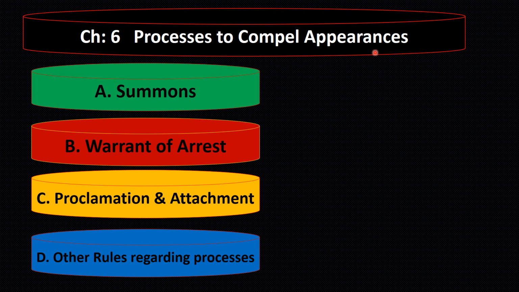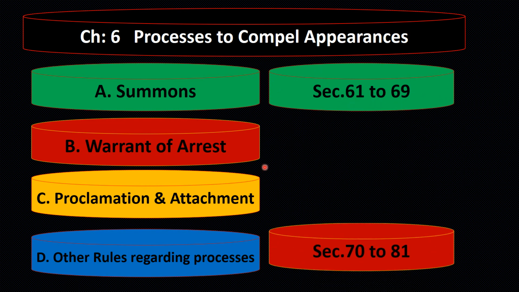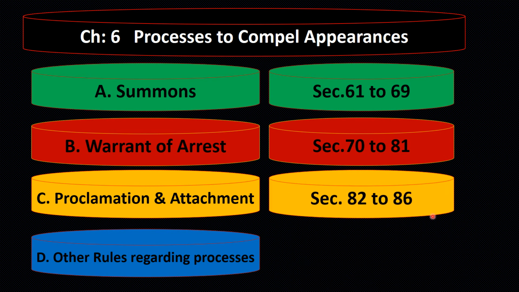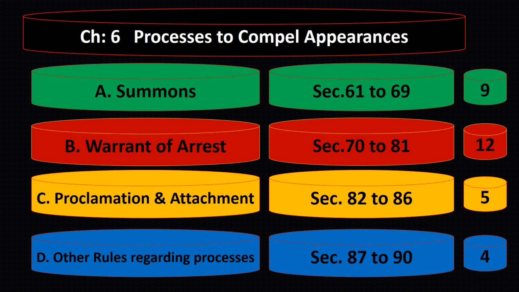Simply weird person out. Sections: summons starts with 61 and ends with 69. Warrant of arrest starts with 70 and ends with 81. Proclamation and attachment starts with 82 and ends with 86, and other rules regarding processes starts with section 87 and ends with 90. Now let's revise the summons.